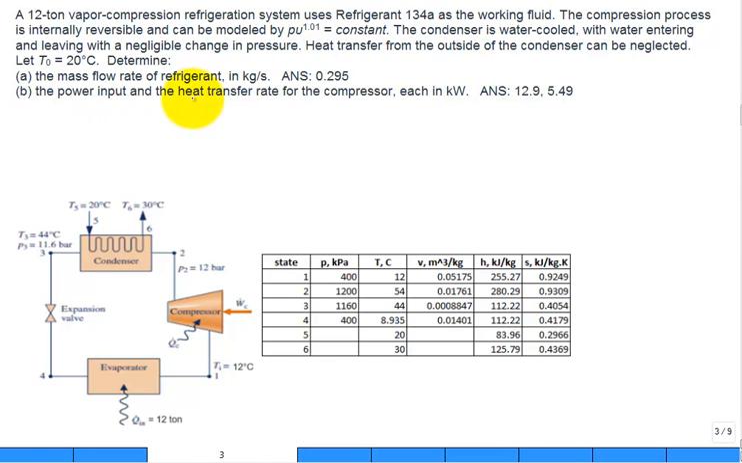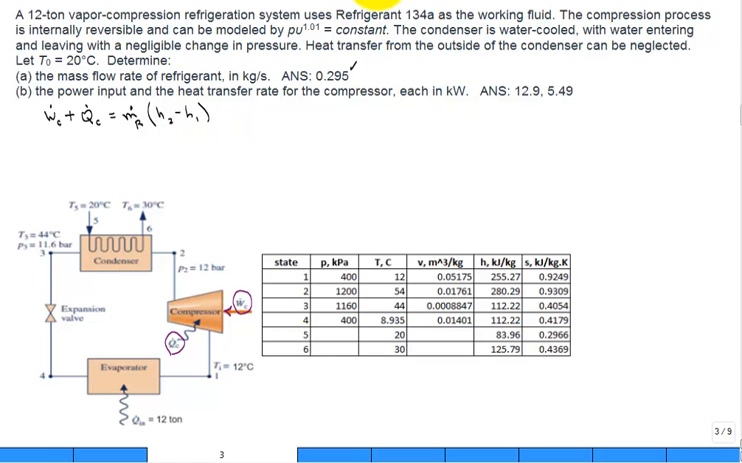What is the power input and the heat transfer rate for the compressor? So we have this positive W dot going in, and that's important that it's shown going into the compressor. We have this Q dot C going into the compressor. So let's write our first law. So we have Q dot C and W dot C, both in, equal to the mass flow rate of the refrigerant, which we just calculated from part A. And it picks up enthalpy H2 minus the H1.